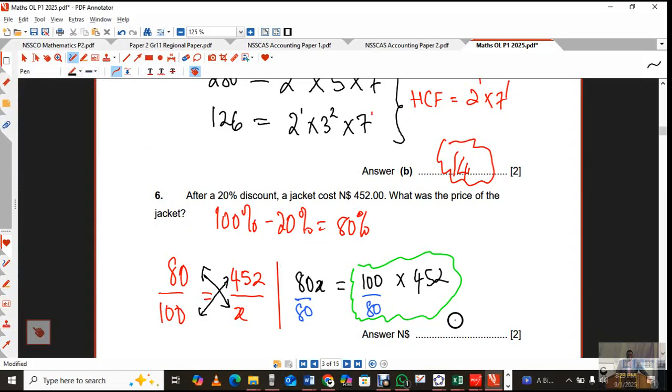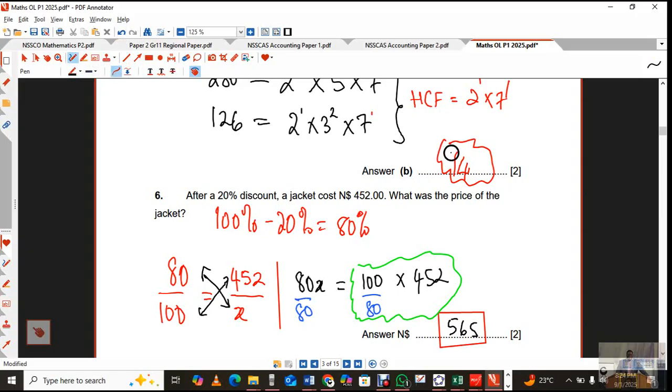So the original amount is supposed to be 565, because it should be bigger than the discounted amount. Does that make sense to you? Right.